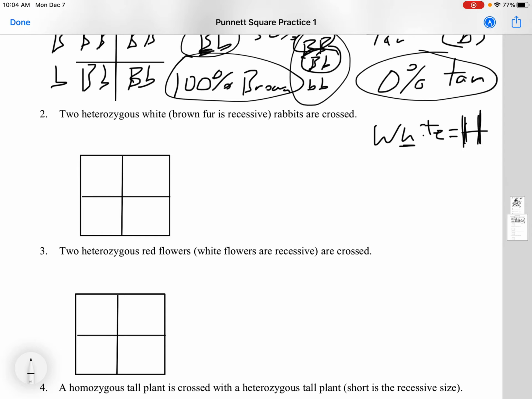And the W, big W, little W just looks the same, right? So I'm going to say, you can use whatever letter you want, just make sure you use the same one all throughout the Punnett square. Brown is going to be little h, all right? So that's just me giving me a mental note.